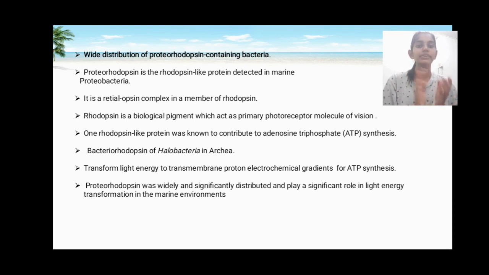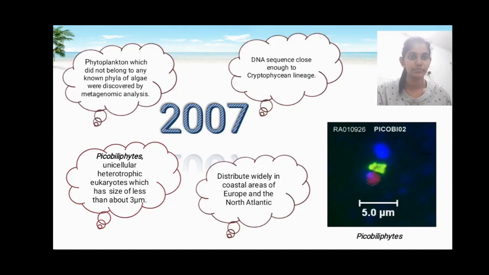For example, the bacterial rhodopsin of Halobacteria in archaea can transform light energy to a transmembrane proton electrochemical gradient for ATP synthesis. Proteorhodopsin was widely and significantly distributed and able to play a significant role in light energy transformation in the marine environment. At 2007, phytoplankton which did not belong to any phylum of algae were discovered by metagenomic analysis.